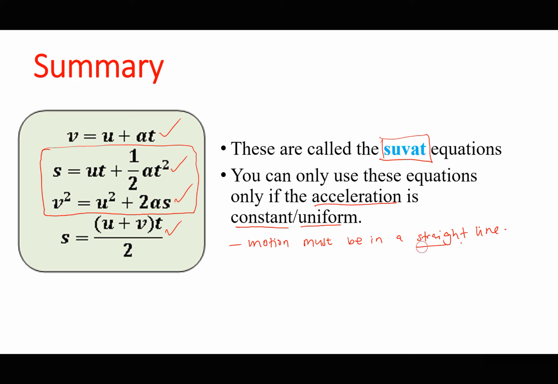The motion must be in a straight line. The acceleration must be uniform for us to use these equations. So every time you see me using them in the next examples, just know I have assumed the acceleration is uniform and the motion is in a straight line. That's when I will be using these equations, which are called the suvat equations. When you practice a lot, these equations become part of you, and you don't need to worry about solving questions which require you to use the so-called suvat equations.